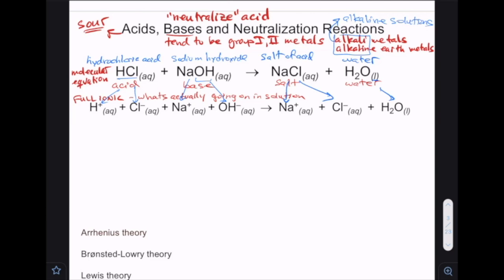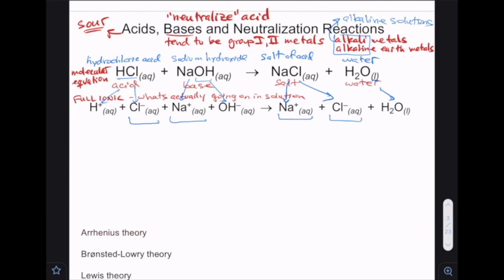We don't have that. So now that we see what's actually happening in solution, we recognize that some things are reacting and some things are not reacting. If you notice, we start with sodium ions on the reactant side, and we end with sodium ions in aqueous solution on the product side. They haven't changed at all. We also start with chloride ions in aqueous solution and end with chloride ions in aqueous solution. They're not changing at all.